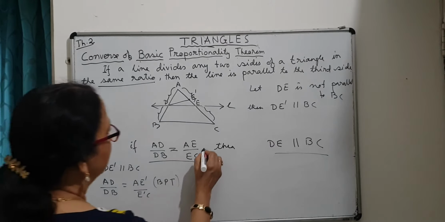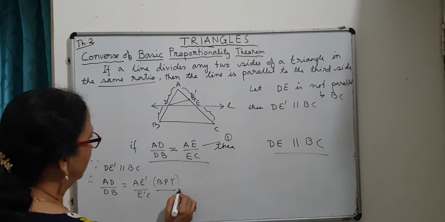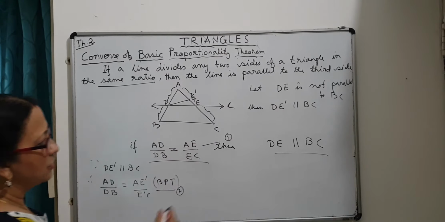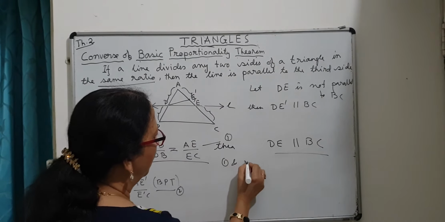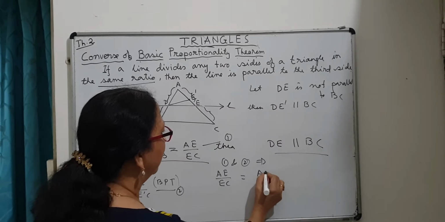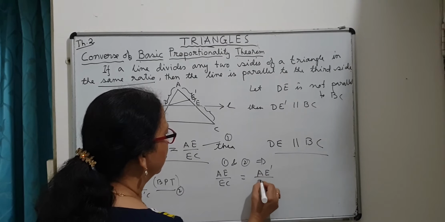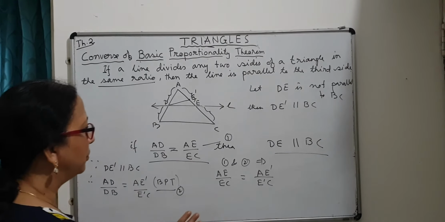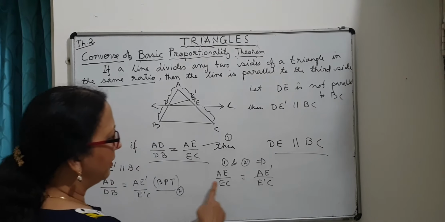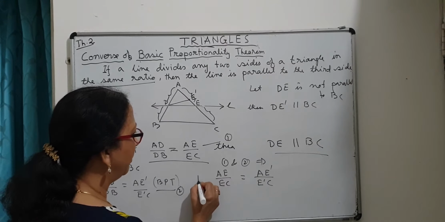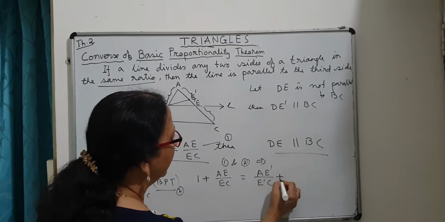So now you see, this is equation 1 and this is equation 2. So from 1 and 2, left hand side is same, so RHS will be same. So from 1 and 2, what do we get? AE by EC will be equal to AE dash by E dash C. Okay. Now what will you do? I'll add 1 to both sides. Why? You will see. So if I add 1 to both sides, say 1 plus, here also I add 1.